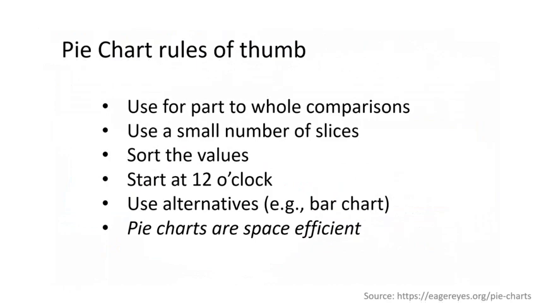So pie chart, rules of thumb. Use these for part to whole comparisons. Use a very small and controlled number of slices. Sort the values. Start at 12 o'clock. Wrap clockwise. When you can, use alternatives like bar charts. And don't expect your audience to compare changes between pie charts over time. But they are relatively space efficient.